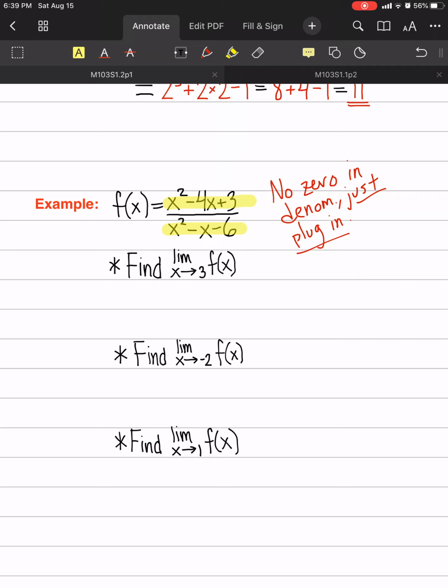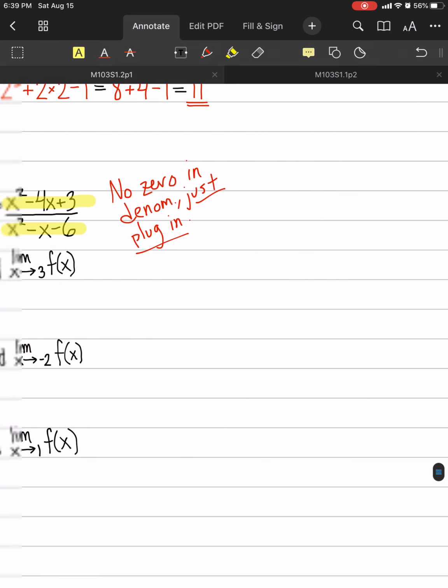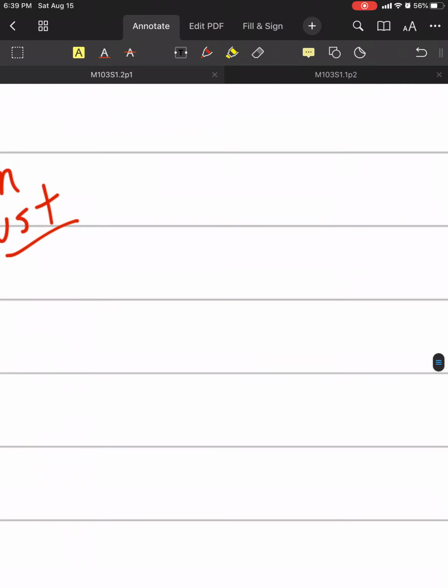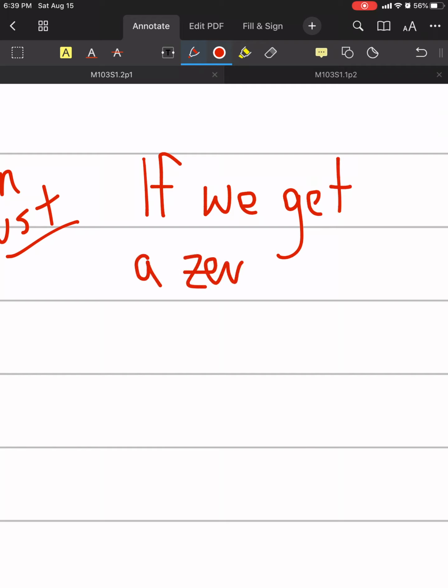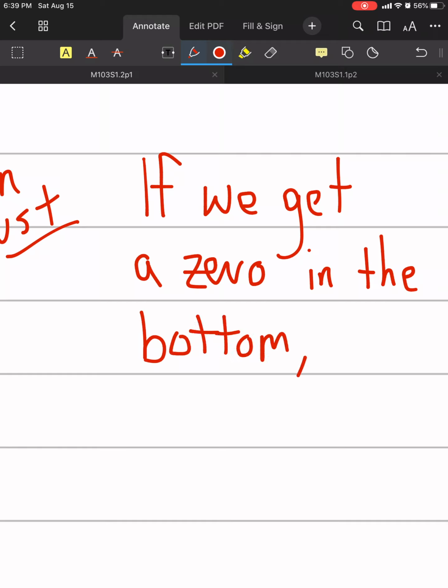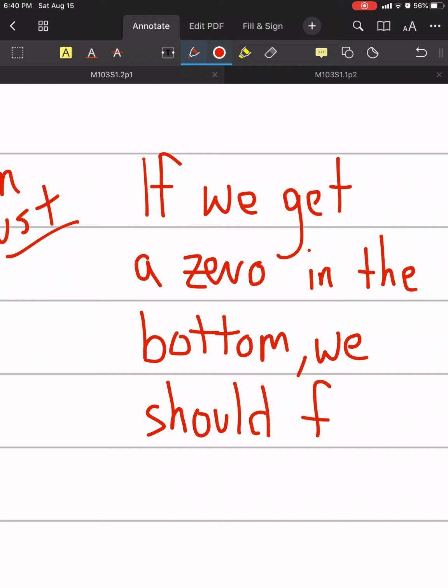Okay. So one other thing. If we get a 0 in the bottom, we should factor and cancel. So factor the top and the bottom and cancel.